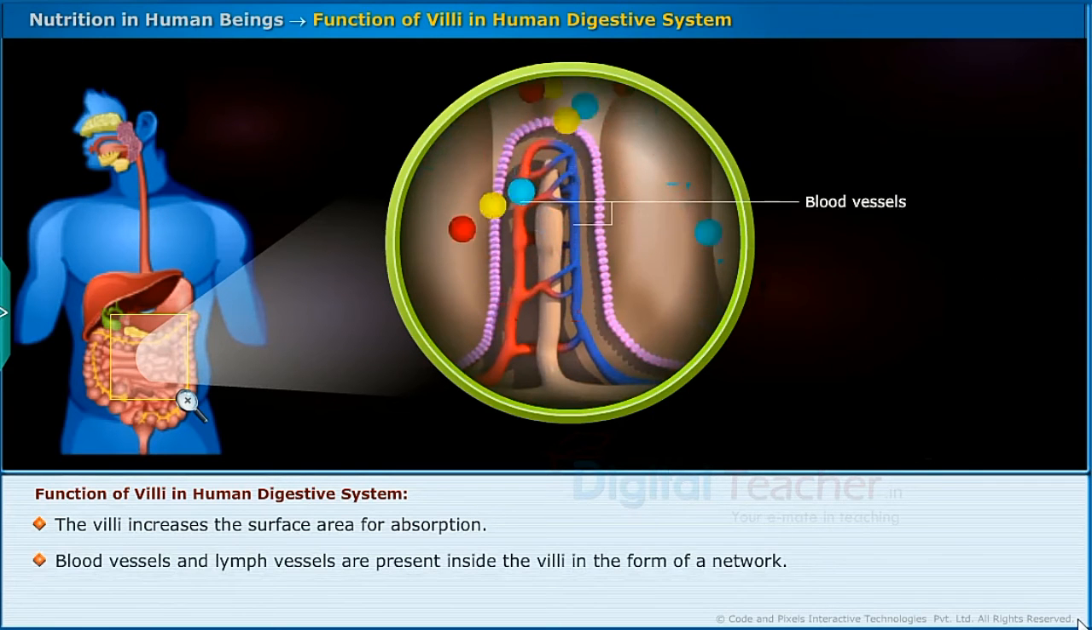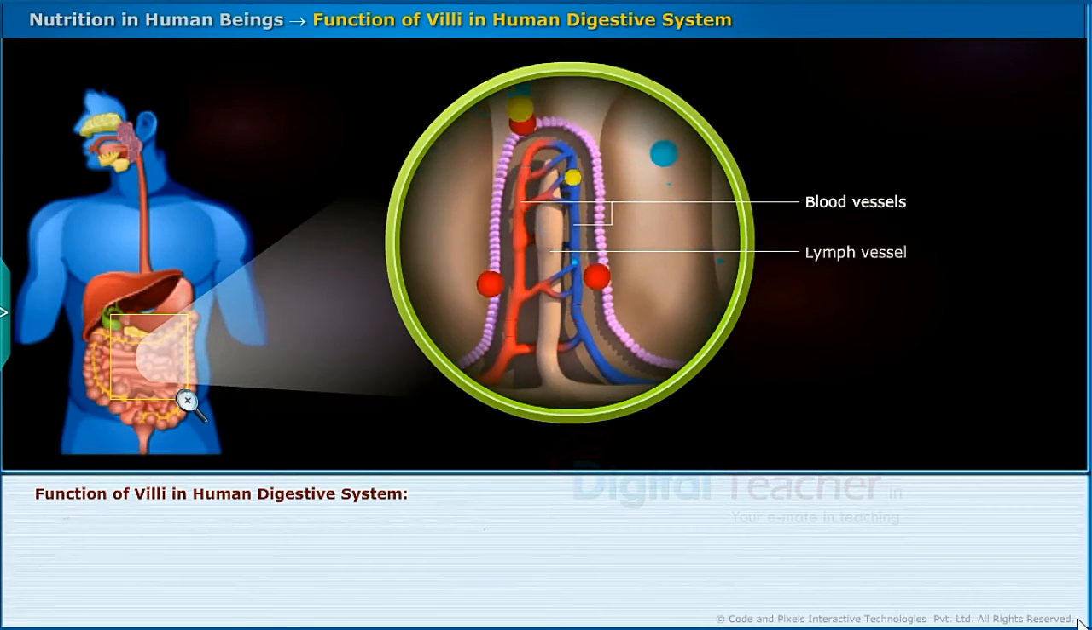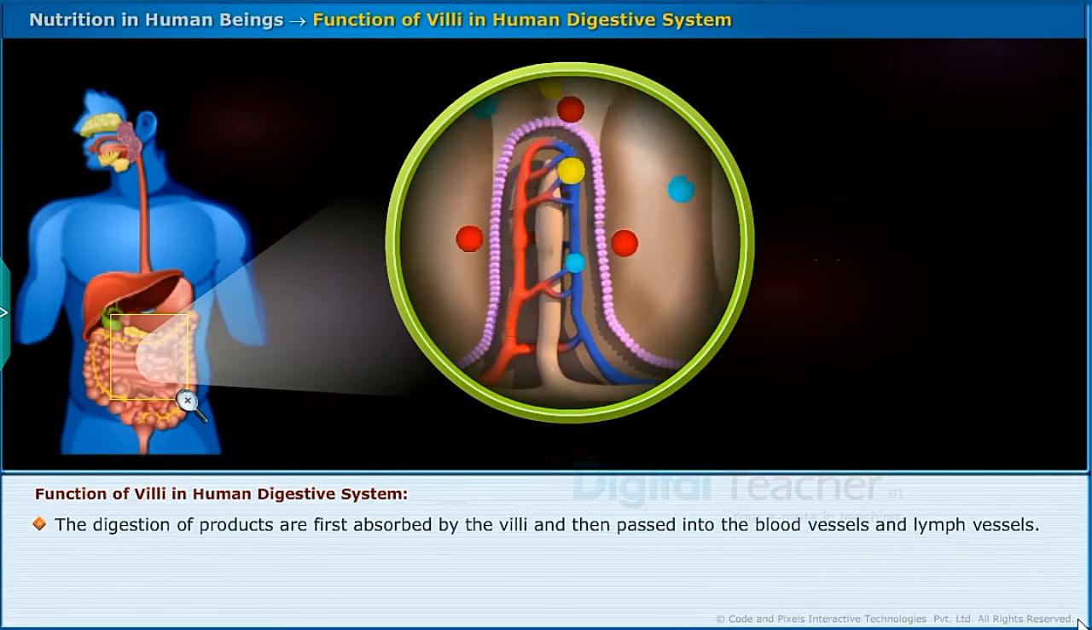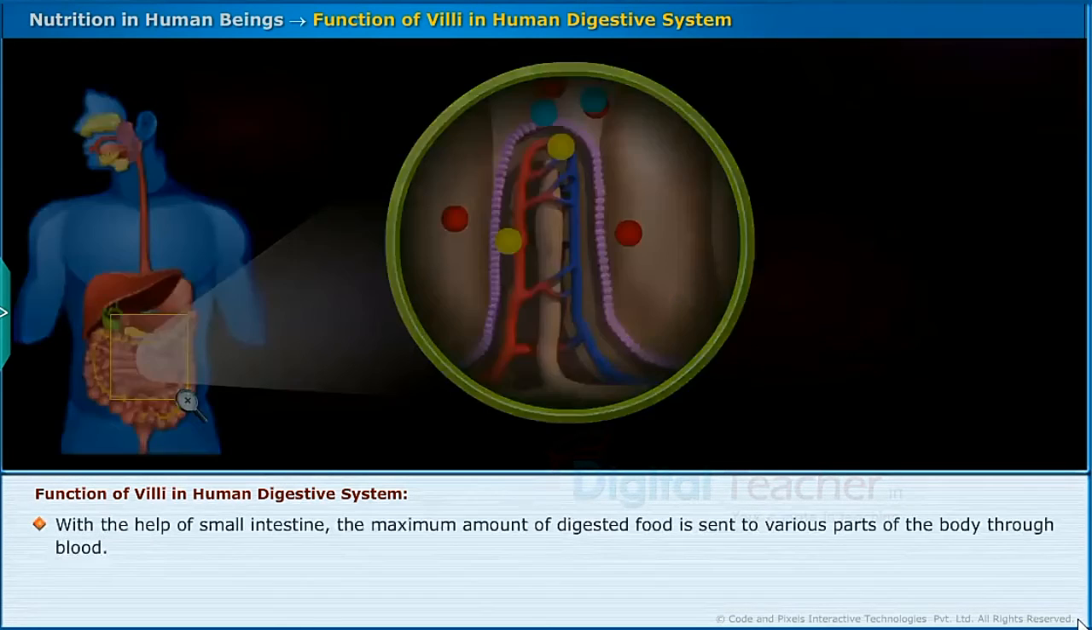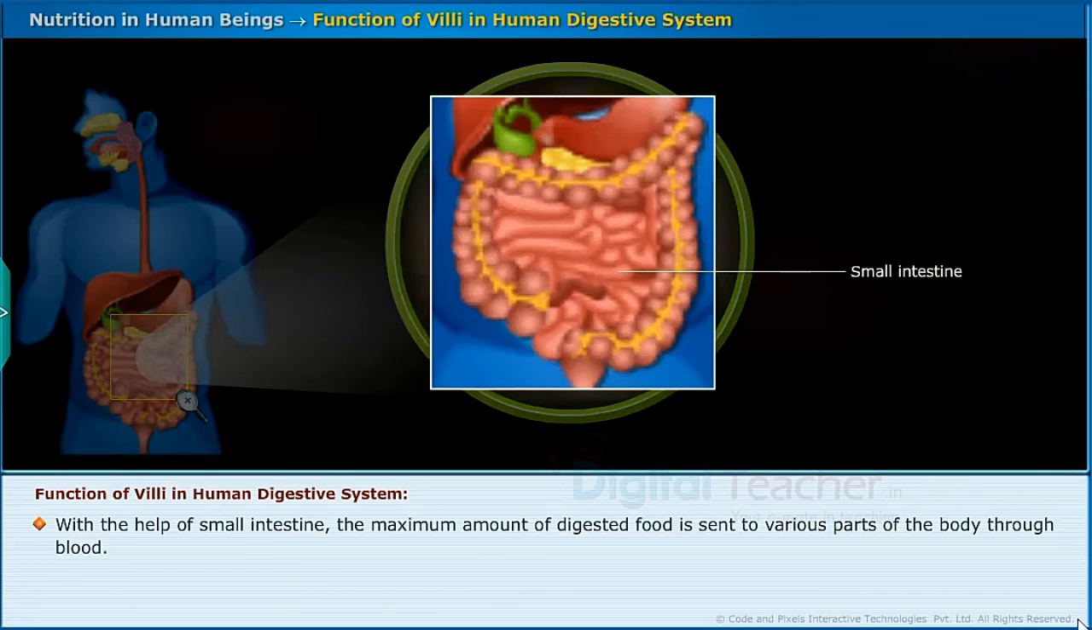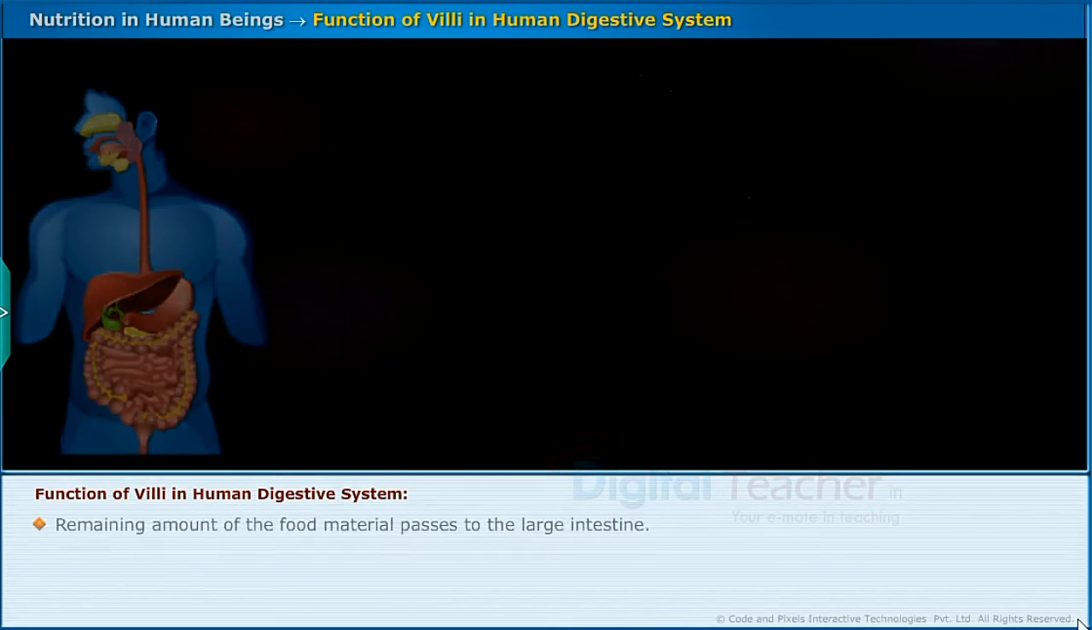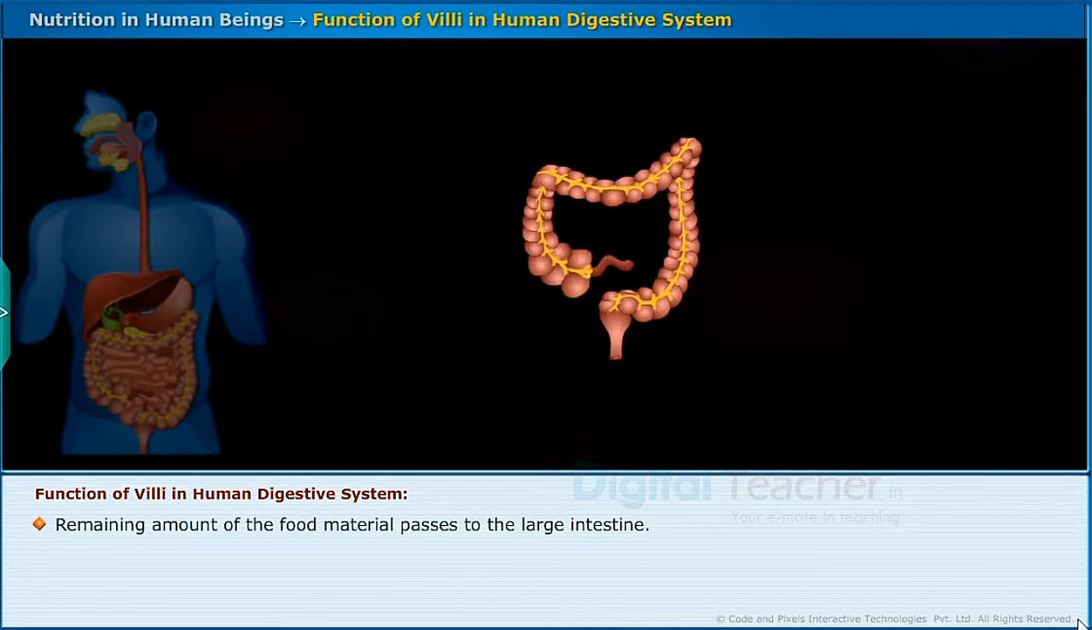Blood vessels and lymph vessels are present inside the villi in the form of a network. The digestion products are first absorbed by the villi and then pass into the blood vessels and lymph vessels. With the help of small intestine, the maximum amount of digested food is sent to various parts of the body through blood. Remaining amount of the food material passes to the large intestine.